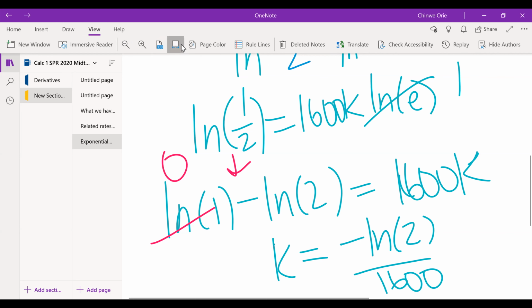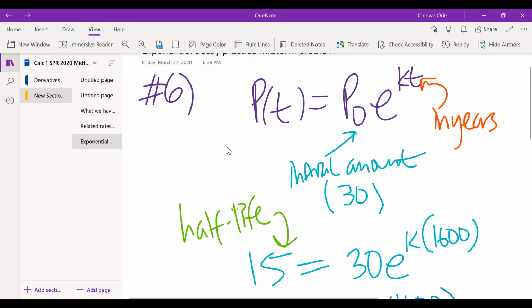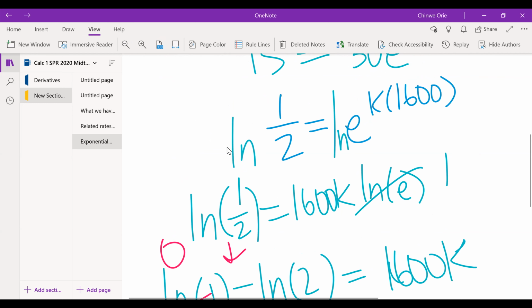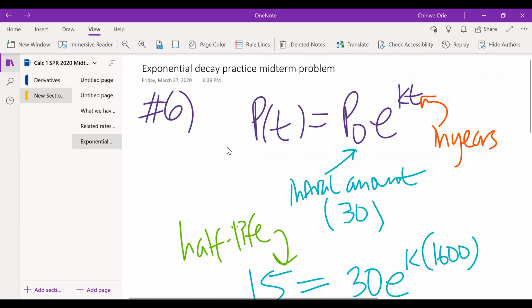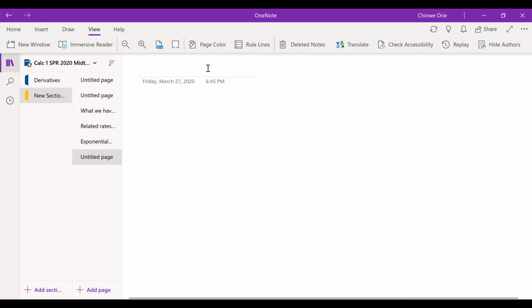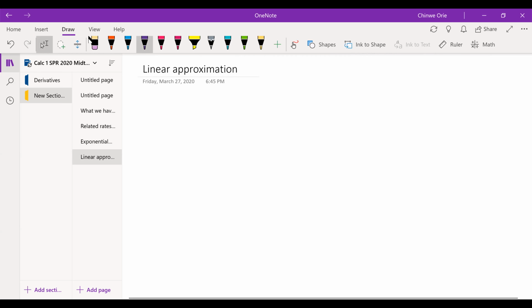All right. So I believe I promised linear approximation. Well, are we good on exponential decay before we move on? Okay. So let's get into that. Linear approximation. I don't think it is that bad, but is there a specific problem that y'all want to talk about for linear approximation, or should I just make one up?